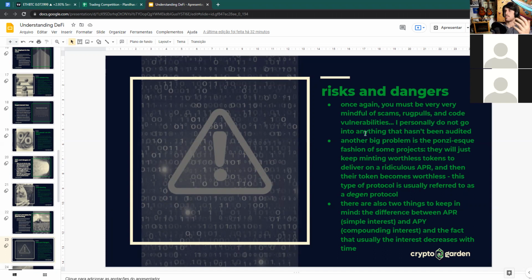The degen protocols give you a high APR, but the token is just worthless. Now, there are also two things that you should keep in mind when you're going for yield farms. First is the difference between APR and APY. APR is simple interest, so it's not compounding. And APY is compounding interest.